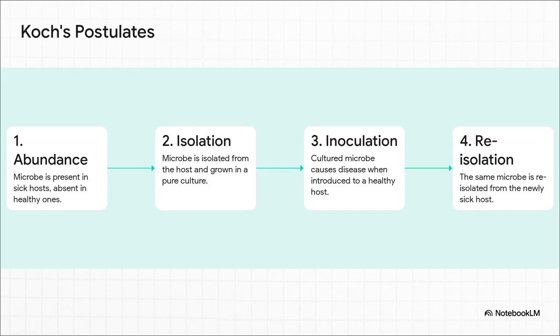Koch's postulates gave science a clear four-step framework. First, you have to find the microorganism in every sick individual, but not in healthy ones. Second, you have to isolate that microbe and grow it by itself in a lab culture. Third, if you introduce that cultured microbe to a new healthy host, it should cause the same disease. And finally, step 4, you have to be able to re-isolate that exact same microbe from the new host. It was a very structured way to identify pathogenic agents.